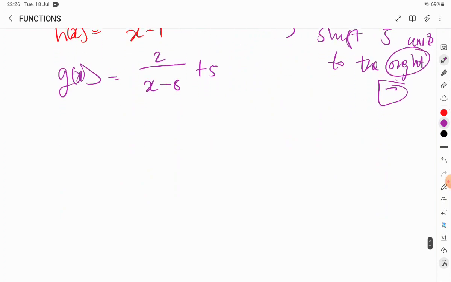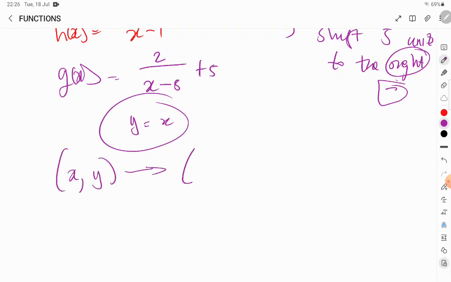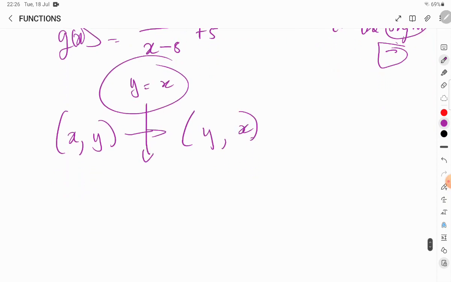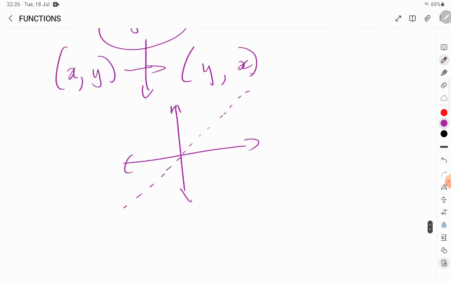Let's talk about one special translation, which is y equals x. So what does this mean? This means that if you have a coordinate (x, y), this quickly becomes (y, x). So this is a special reflection about this line. So this line crosses here, right? So it's a reflection about this line, y is equal to x.